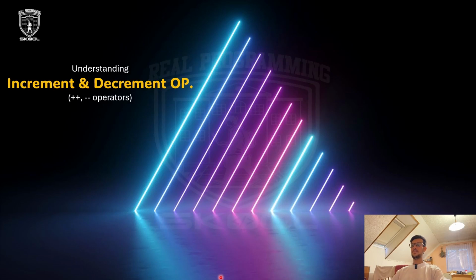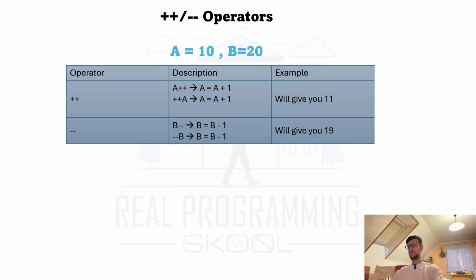Our lesson today is about increment and decrement operators. So let's start and see what increment and decrement operators are. Here we have variable a equal 10, variable b equal 20, and in the description, increment, the first one, a plus plus.